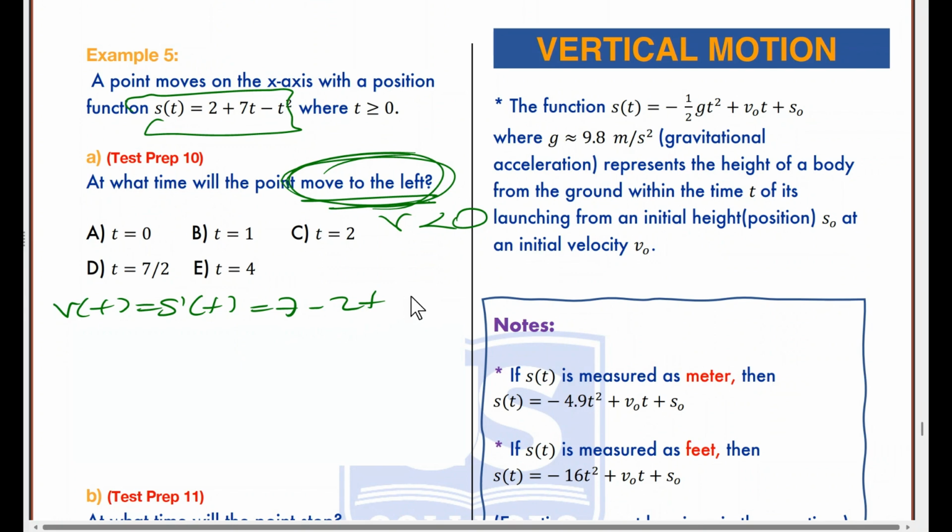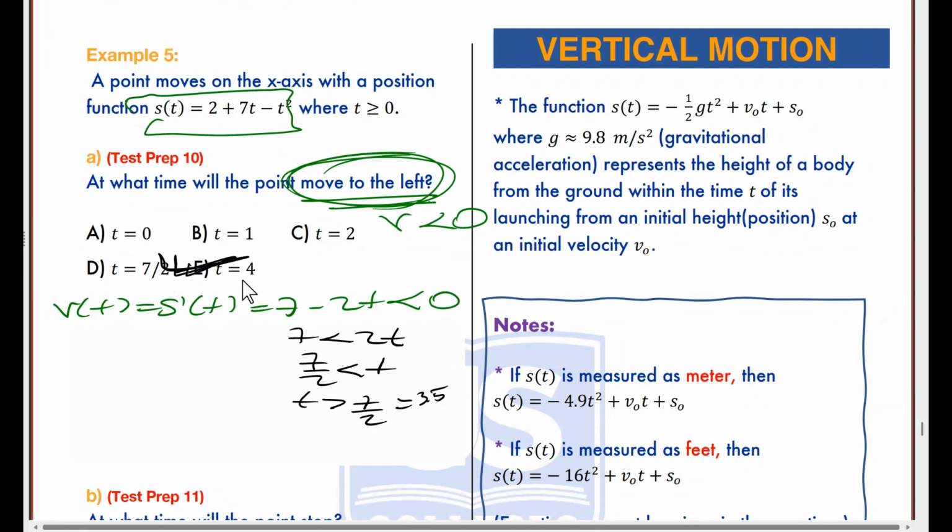So set this less than 0. In this case, move negative 2t to the other side and divide both sides by 2. 7 over 2 is less than t, or t is more than 7 over 2. So in which option do we have a number more than 7 over 2? This is 3.5. Which one is more than 3.5? 4 is more than 3.5. So this is the answer.